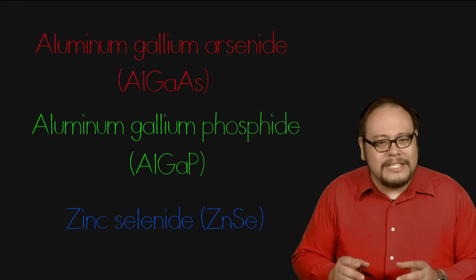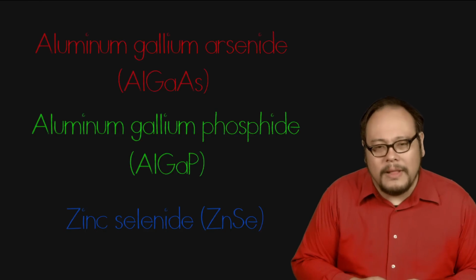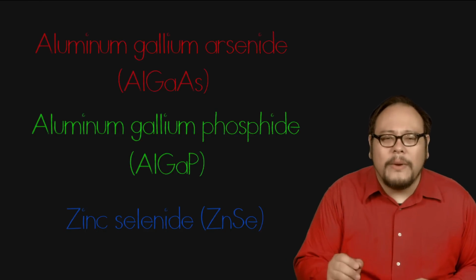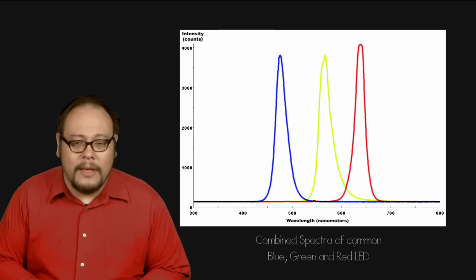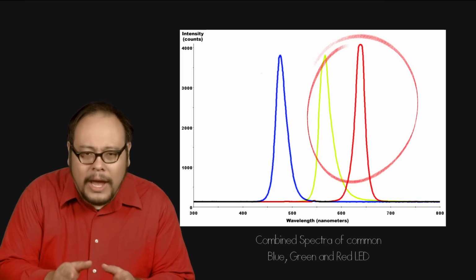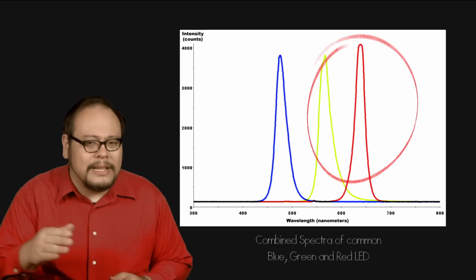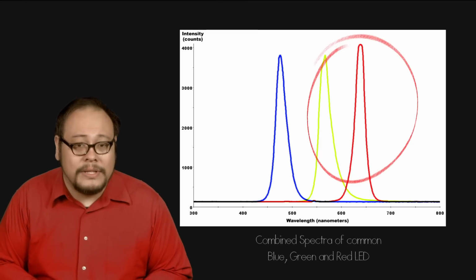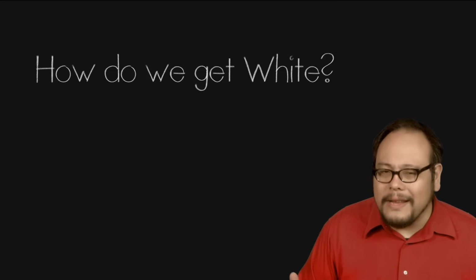Now, since this light is really being created at the quantum level, the light itself has a very specific wavelength. With aluminum gallium arsenide, you're really getting pure red, wavelengths of just 610 to 760 nanometers. And that's why LEDs are so efficient. Most of the energy is going into creating light in the visible spectrum instead of going to produce something unwanted like infrared heat. So the big question is, how do we get white light?